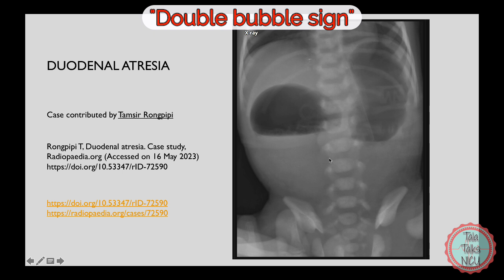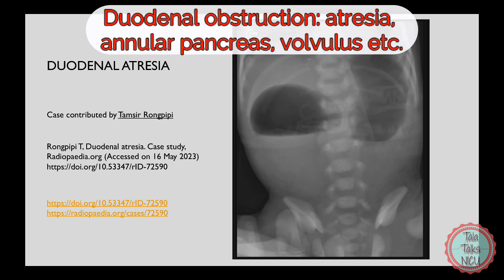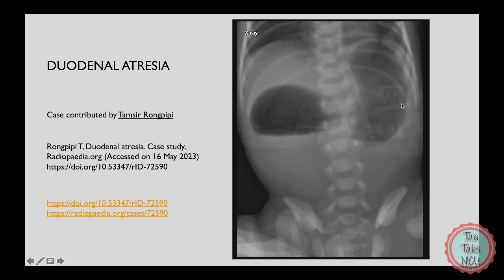This is consistent with a duodenal atresia, or some sort of obstruction at the level of the duodenum, whether it's a volvulus or an annular pancreas or anything which causes a narrowing at that level. So here, the first bubble is the stomach bubble. Air then gets through into the proximal duodenum, and that's the second bubble, and then this gas can't get any further. In this X-ray, it looks like there's no gas distally, so this looks like it's a complete obstruction.